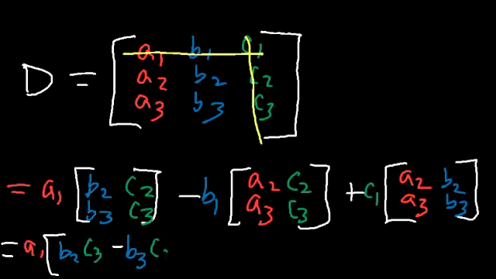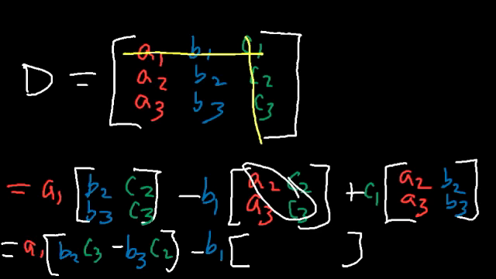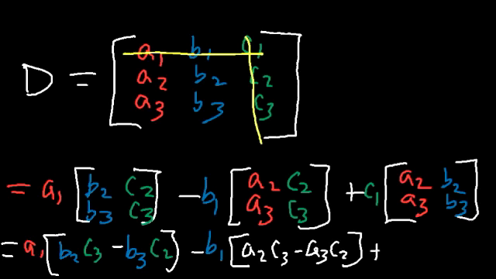And then just repeat the process. So for the second one, it's going to be negative b1 times a2c3 minus a3c2. And for the last one, it's going to be plus c1 times a2b3 minus b2a3.